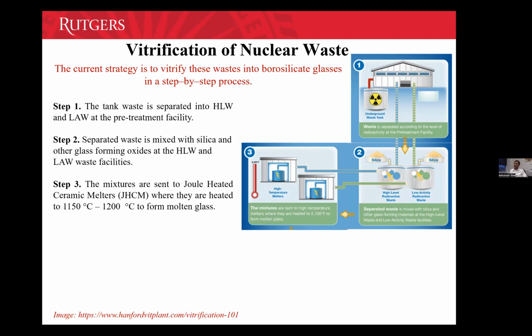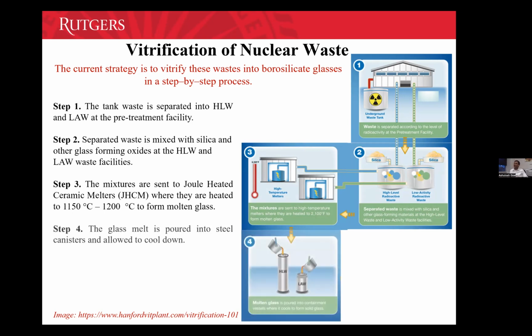And then once you have melted them, heated them, and homogenized the melt, everything is converted into glassy melt. You pour it into steel canisters, right? You can see the high level waste canister will be slim and tall, whereas the low activity waste canister will be a bit fat and short, right?